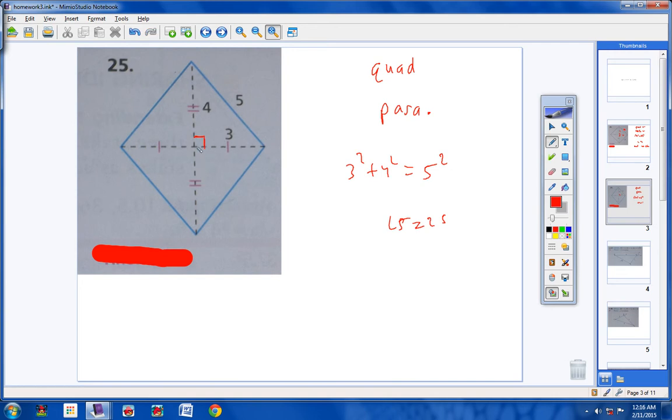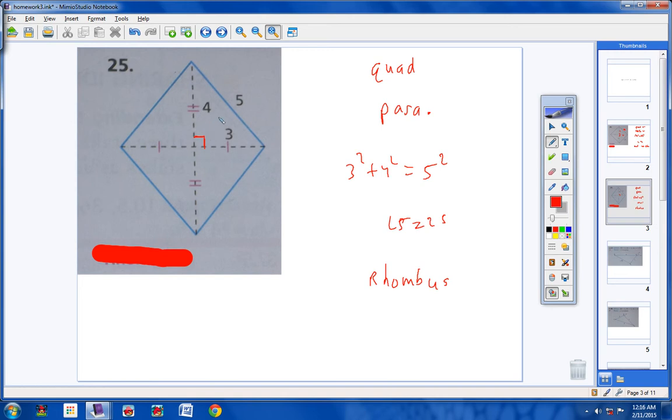Now, we learned that whenever diagonals are perpendicular, we have a rhombus. We learned that, guys. That's why it's so important you know all of these things that we've learned, all these postulates and corollaries and theorems. So we know it's a quadrilateral by looking at it, a 4-sided figure.